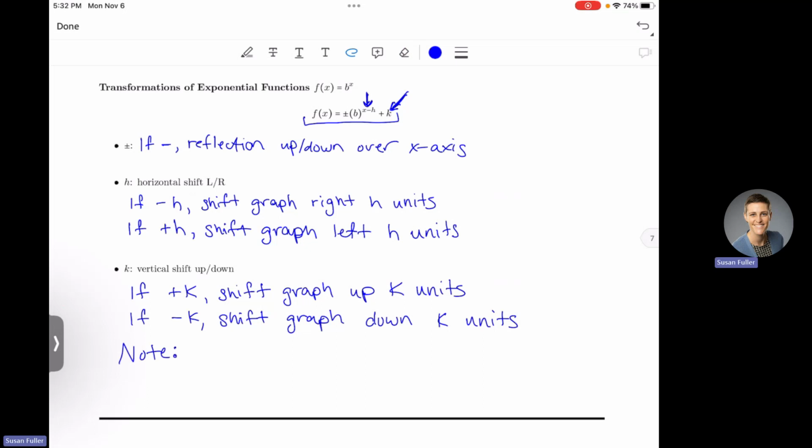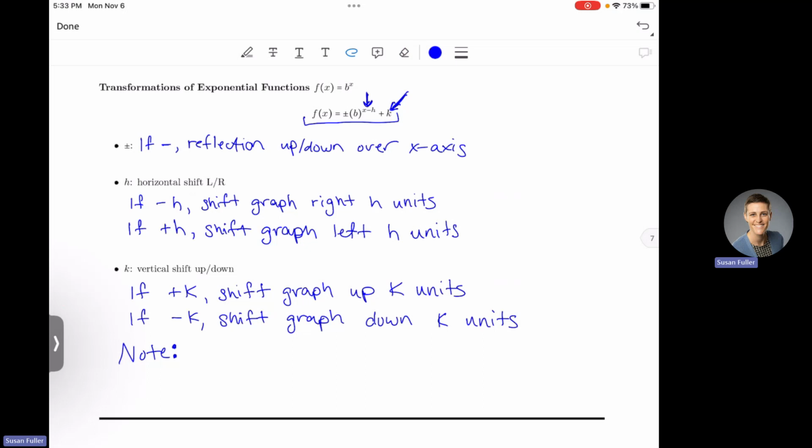One thing that I want to make note of here, we have a horizontal asymptote with our exponential functions. And so when we move our graph around, sometimes that's going to affect our horizontal asymptote along with the rest of the graph. Now, if we reflect our graph up and down over the x-axis, that's actually not going to affect our horizontal asymptote. It's going to stay right where it is on the x-axis.